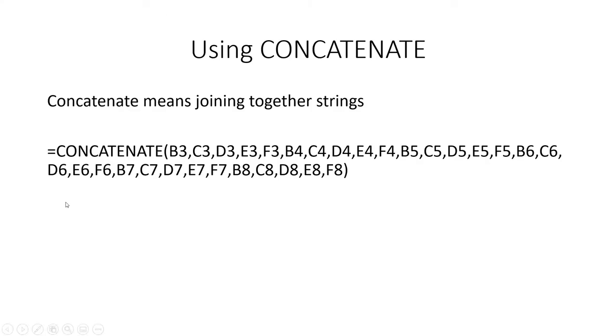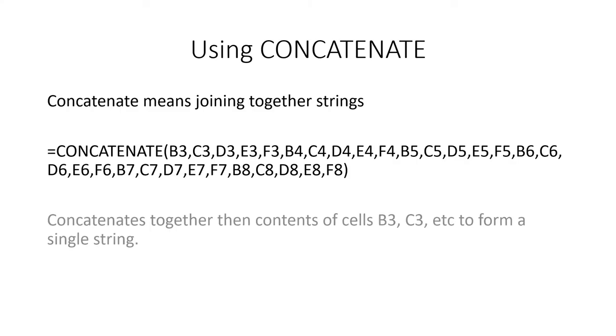So when you write a formula in Excel, remember we always have to start with an equal sign at the front of it. We then have the keyword concatenate, open the brackets, and then we have a comma separated list of the cells that contain the items we want to join together, and then a bracket at the end. So in this situation, this is going to join together all of the pieces of text in B3, C3, D3, E3, F3, B4, C4, D4, and so on.